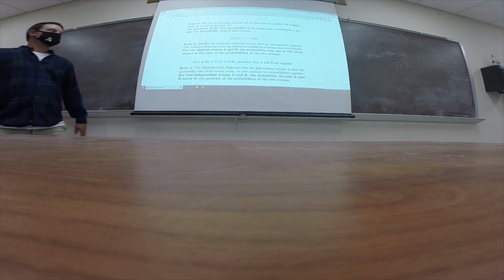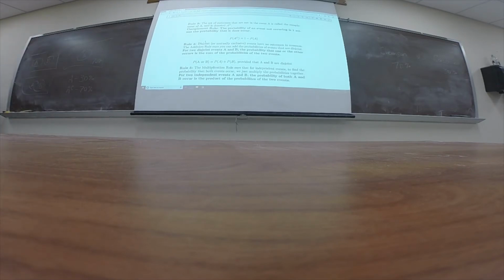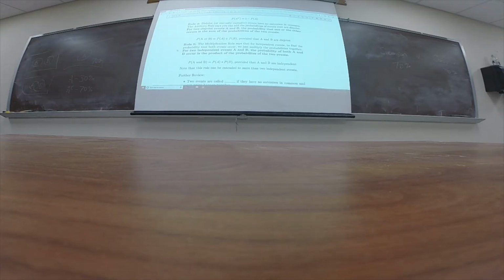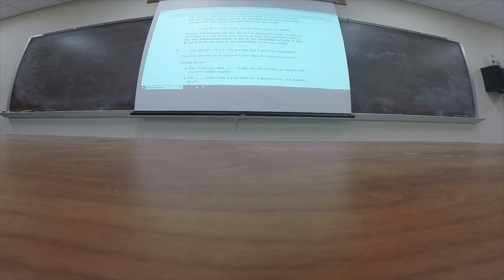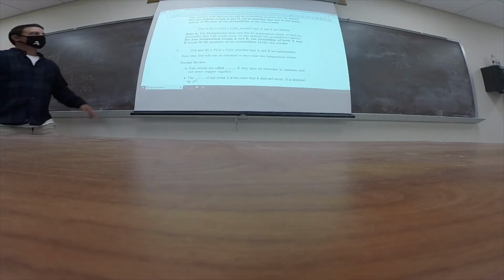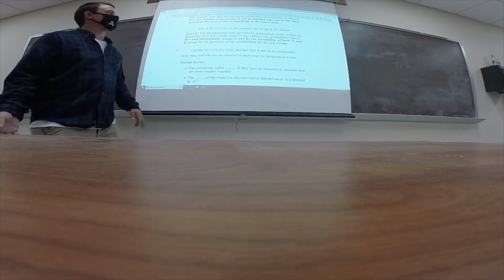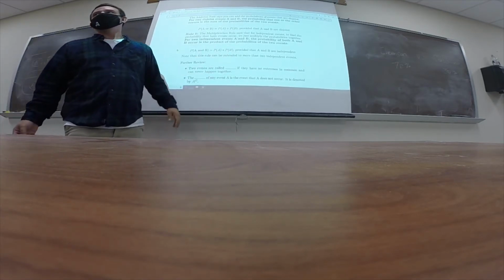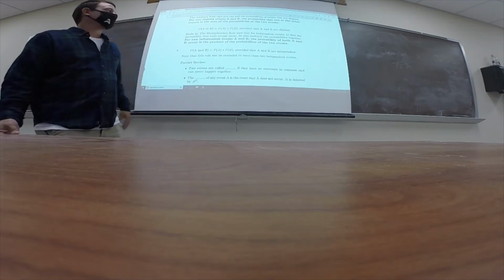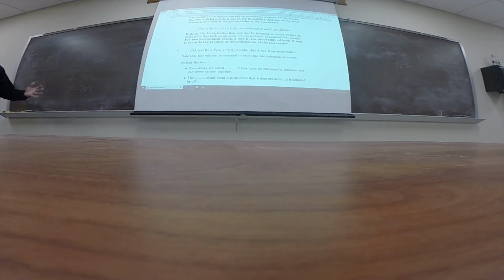Okay. Rule number 5. The multiplication rule says that for independent events, to find the probability that both occur, we simply multiply the probabilities together. For two independent events, A and B, the probability that both A and B occur is the product of the probability of the two events. So, probability of A and B, as long as they're independent, is probability of A times probability of B. Okay. So, independent means that one doesn't affect the other.